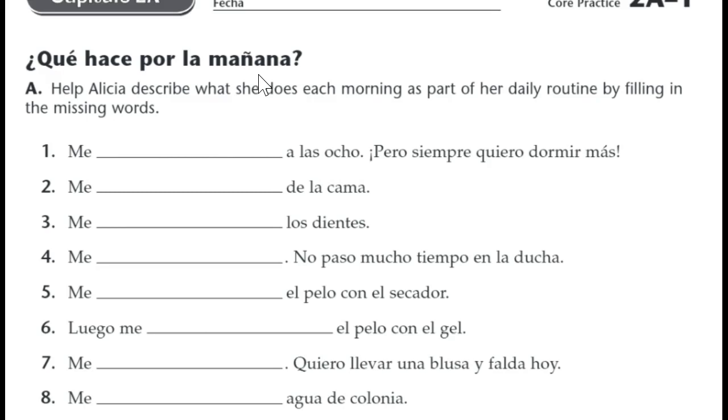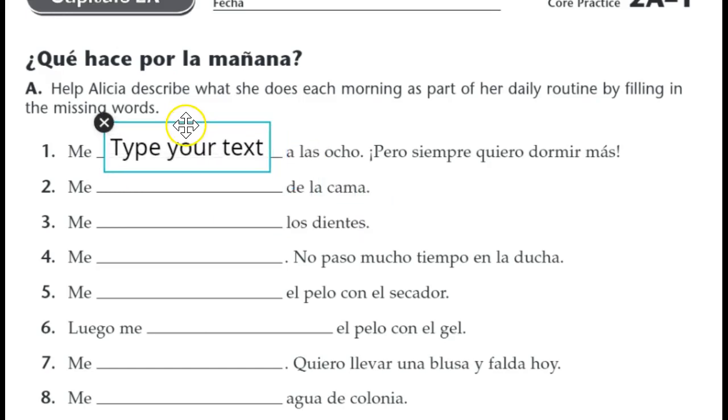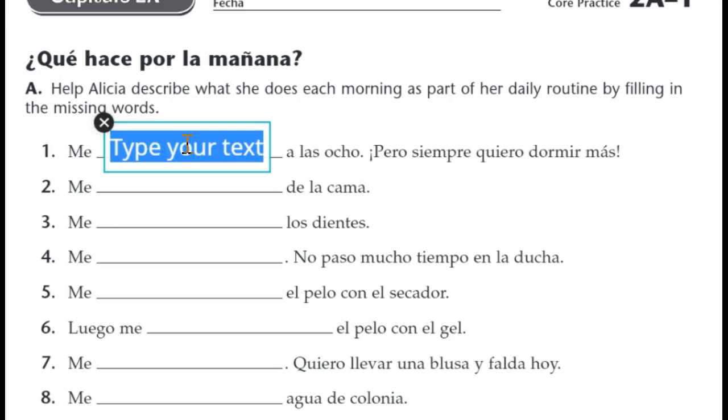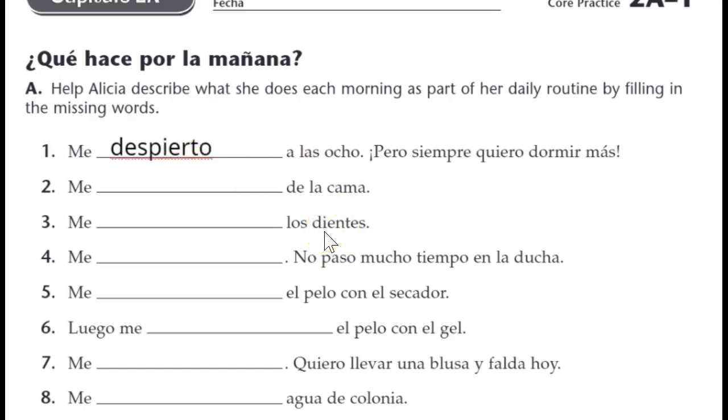it's chronological, right? So the very first thing you would do is you'd wake up, right? So what's the word to wake up? You can use your textbook. Look at my previous video with the vocabulary and the grammar. How do you talk about that? How do you say it? Me despierto, right? Me despierto, I wake up. Despierto a las 8. Me despierto a las 8. Pero siempre quiero dormir más. I always want to sleep more. So that makes a lot of sense because she wakes up, but she wants to sleep.